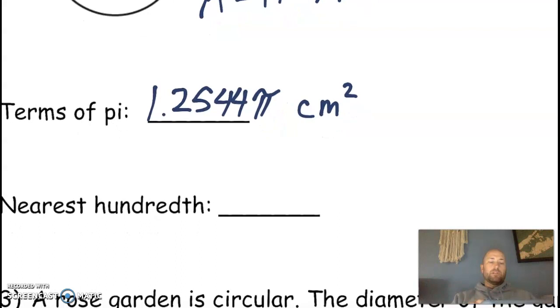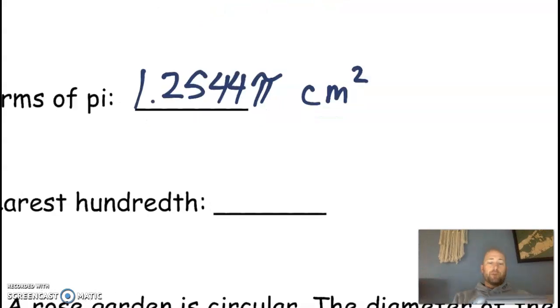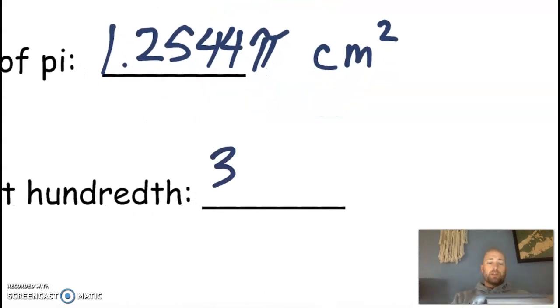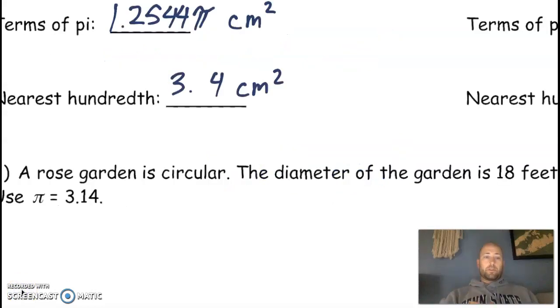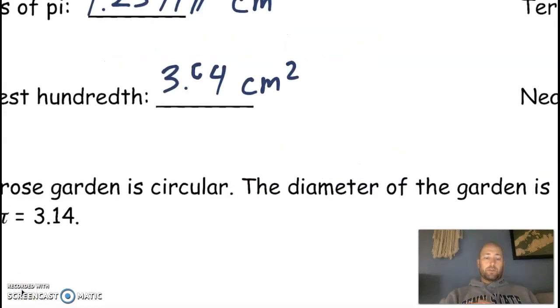Now, to round that to the nearest hundredth, I would simply just do 1.255 times pi in the calculator and get 3.64 centimeters squared. Sorry, not 3.64, 3.94.